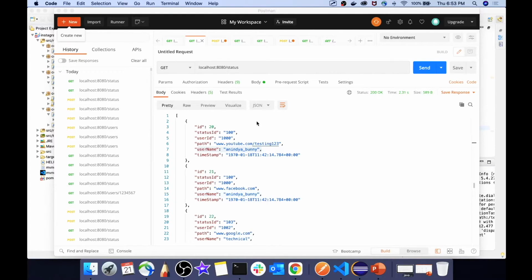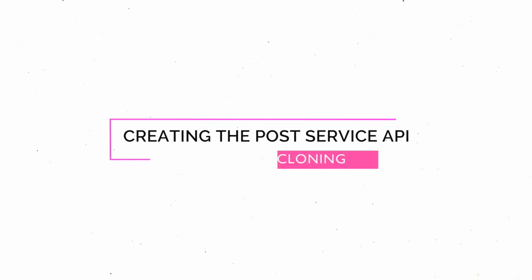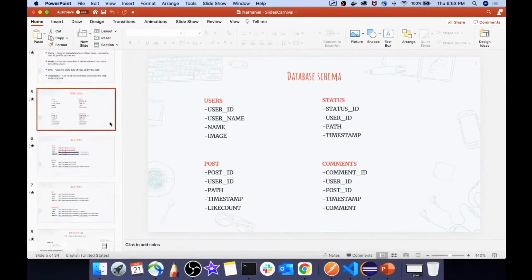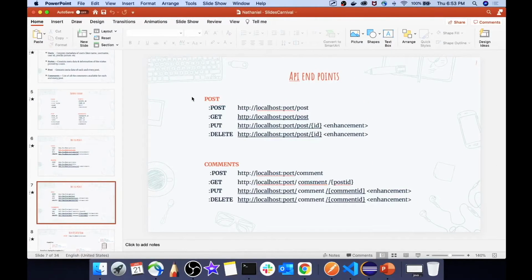So let's start with the implementation of our next API, which is our third service, and that is the post service. So let's go to our documentation first. So over here you can see that for the post service, again we have to do the post and get, and I will be keeping the put and delete for you guys as an enhancement topic. So let's start with the implementation of the post service.